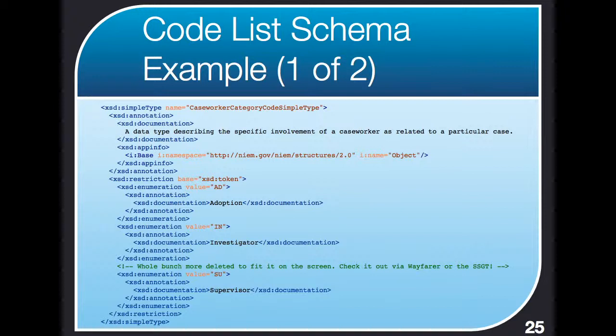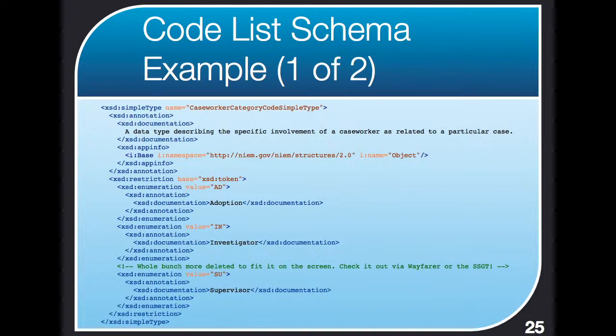If we go down a third of the way, we see its base. And normally we've been seeing extension base equals something, meaning we're taking some base and extending it to add things to it. But with code tables, we're doing the opposite. We're taking a base and restricting it down to a smaller subset of valid values. In this case, the base is token. Now, you probably haven't seen this yet. What is token? Well, token is simply a string with the white space taken away. The white space at the beginning and the end. Not white space in the middle of the string, but white space at the beginning and white space at the end.